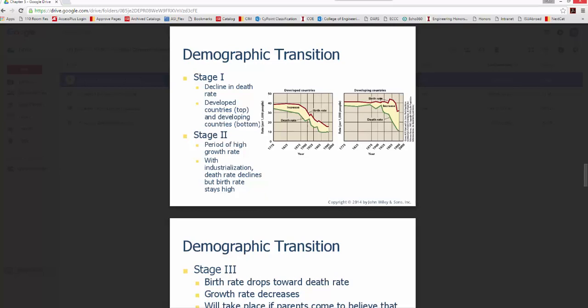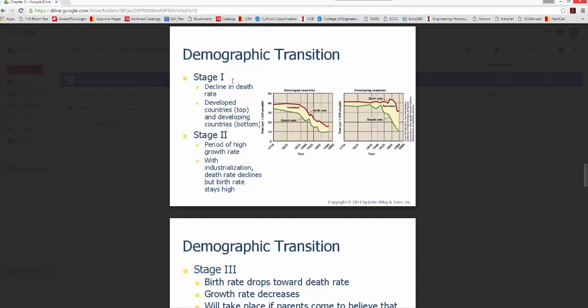The birth rate, shown here in red, has remained stable until about 1955, and then it's dropped off, but it's still a large gap between birth rate and death rate. So developing countries are growing rather rapidly.